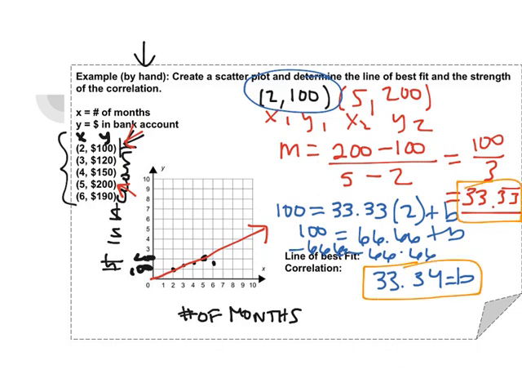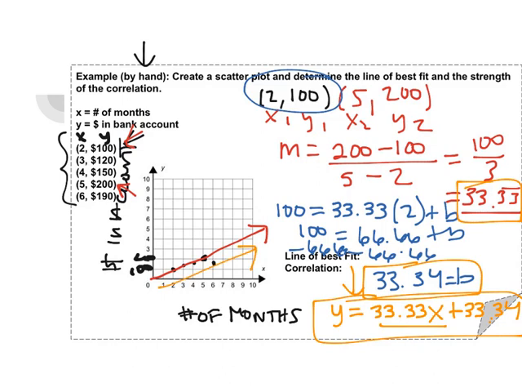So now I'm going to rewrite my actual line of best fit here. I'm going to rewrite it down here. Hopefully you guys have enough room. So I have y equals 33.33x plus my b value of 33.34. So wow, we are pretty close to having this. So this is our linear regression line. So it should be positive because we have a positive line going up.